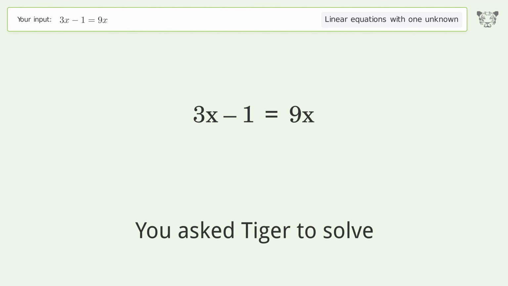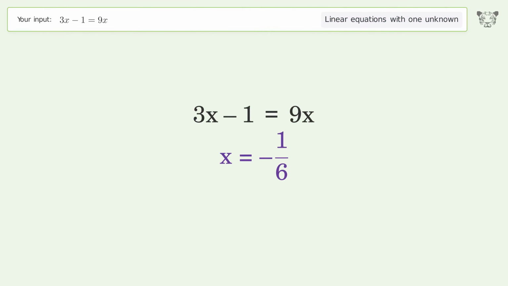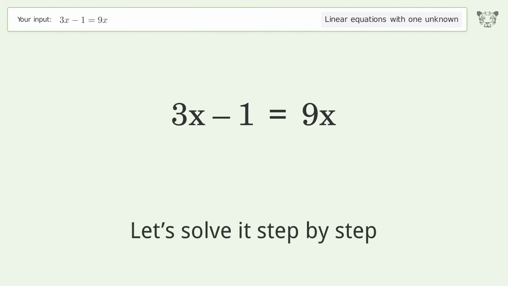You ask Tiger to solve. This deals with linear equations with one unknown. The final result is x equals -1/6. Let's solve it step by step.